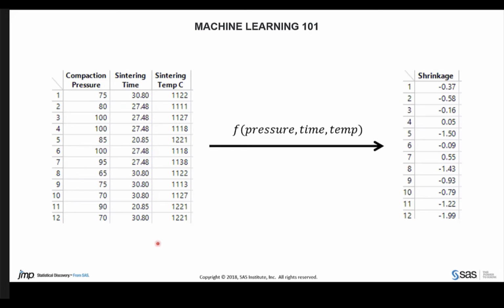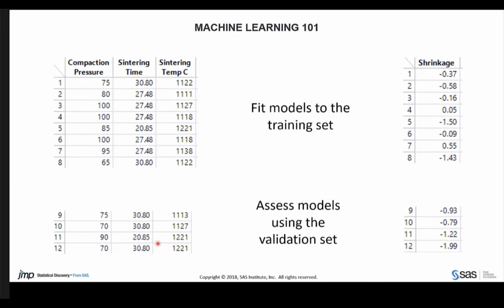So in the simplest form of machine learning type modeling, what we would do is break the data up into two sets. A training set that would be used to fit a variety of models like neural networks, linear regressions, support vector machines, random forests. And then we also have another set of rows that is called the validation set that we use to assess how well those models are each going to generalize to new data sets.